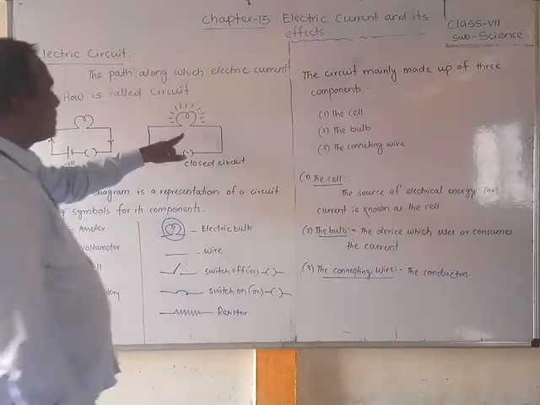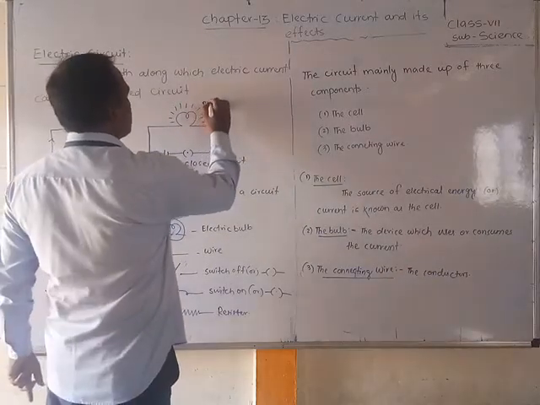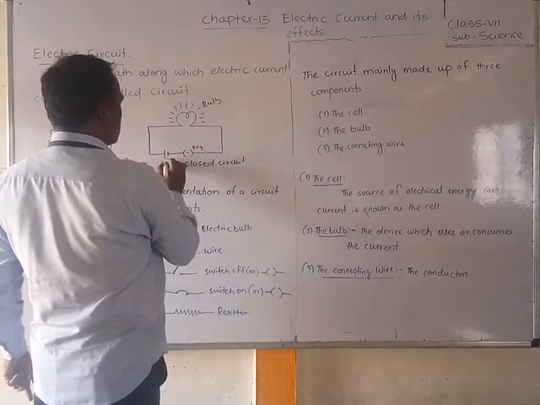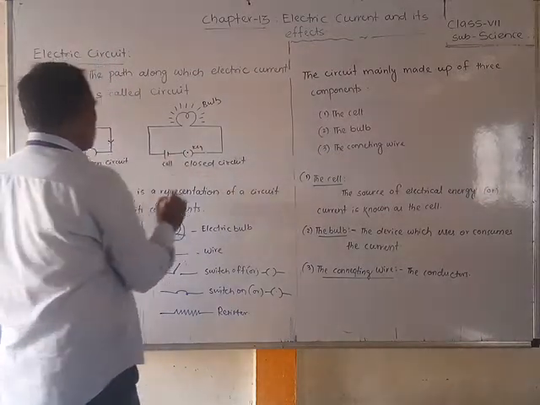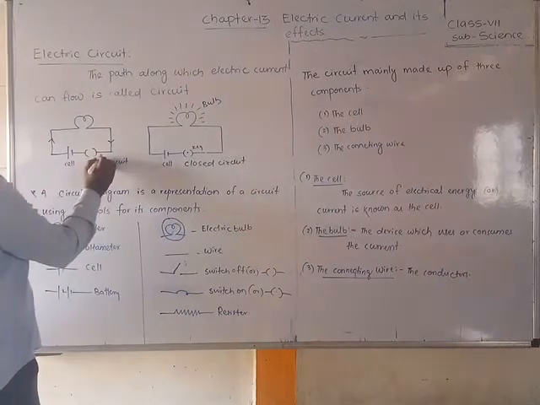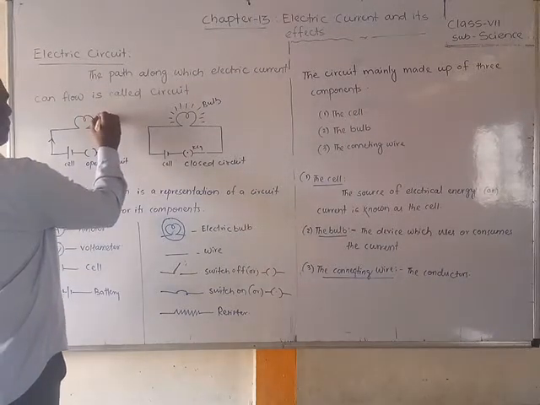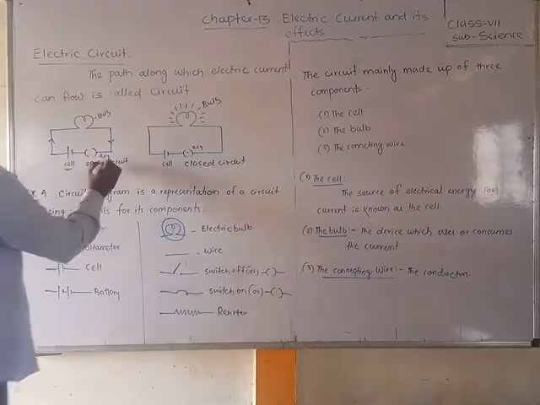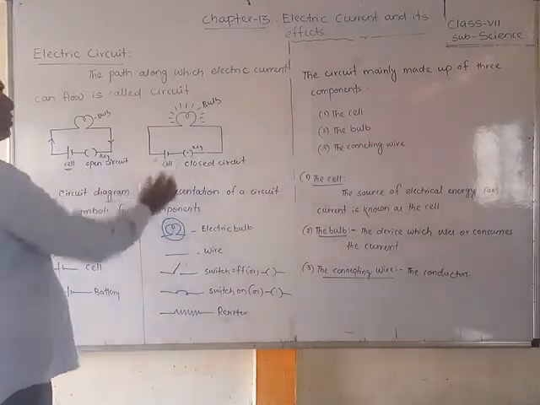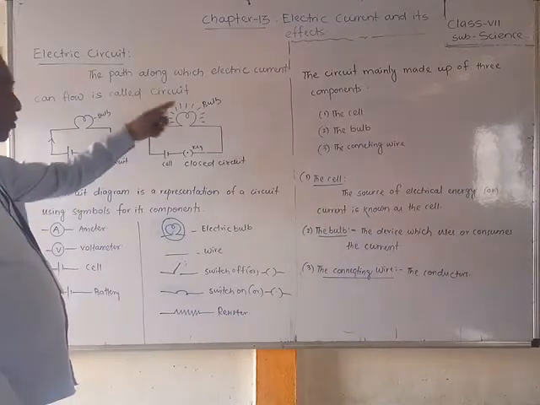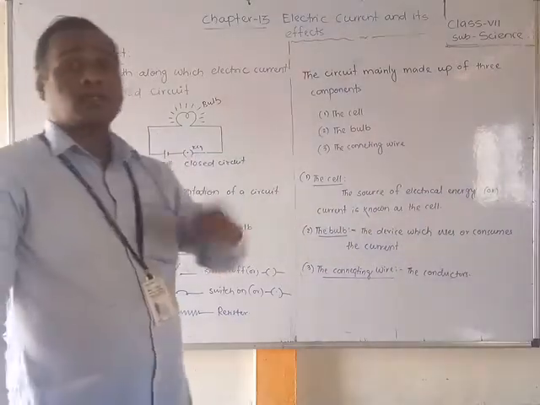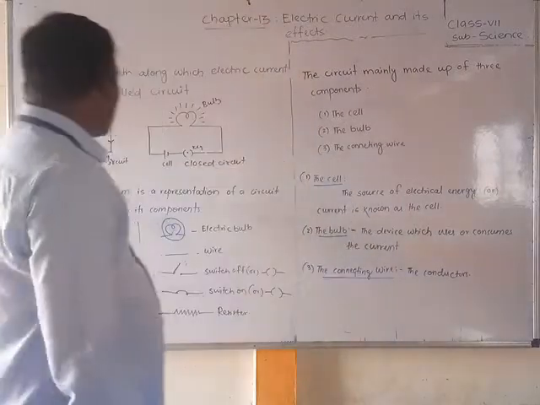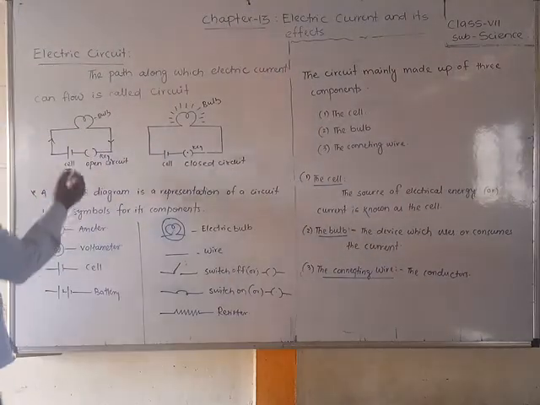And in the closed circuit, this is the bulb, this is the key or switch, and this is the cell. Same like this, this is also a key, this is a bulb, and this is a cell. Why should you say this is an open circuit and why this is a closed circuit? In a closed circuit the current can flow, but in an open circuit current cannot flow, because you should observe it is disconnected.